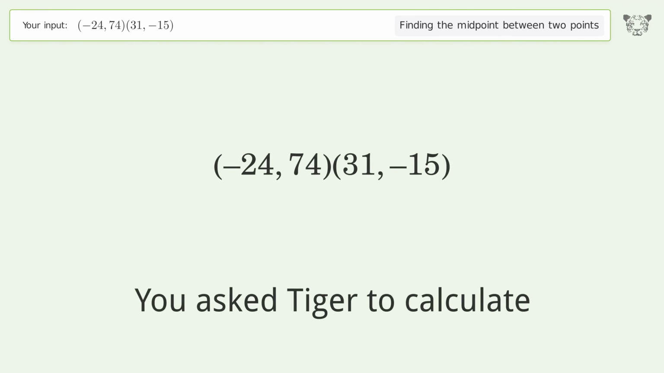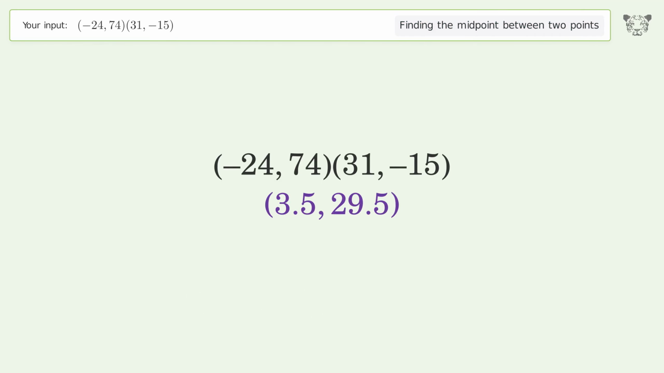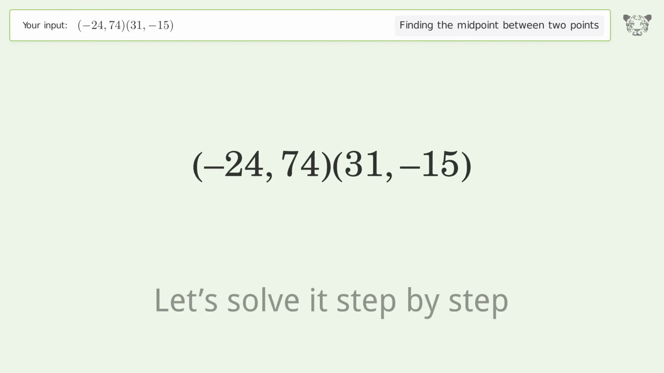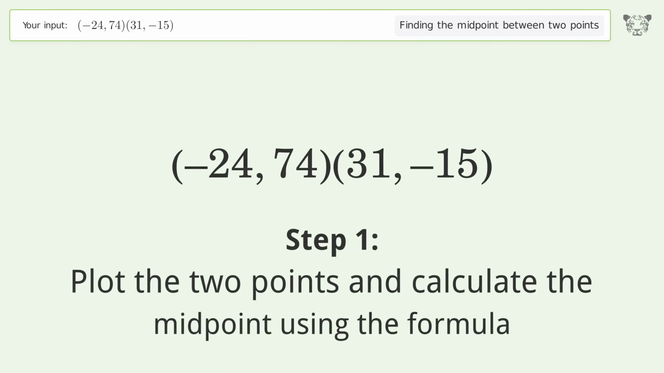You ask Tiger to calculate. This deals with finding the midpoint between 2 points. The midpoint between the 2 points is 3.5, 29.5. Let's solve it step by step. Plot the 2 points and calculate the midpoint using the formula.